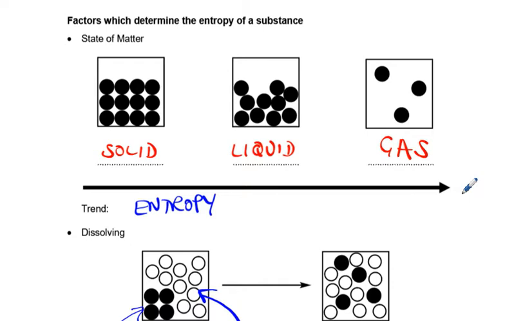So, some changes where the entropy will alter. If we're going from a solid to a liquid to a gas, as we can see with the diagrams there, the particles are becoming more spread out. There's more ways that they can be arranged. See if you can decide whether the entropy is going to increase or decrease as we go from solid to liquid to gas.